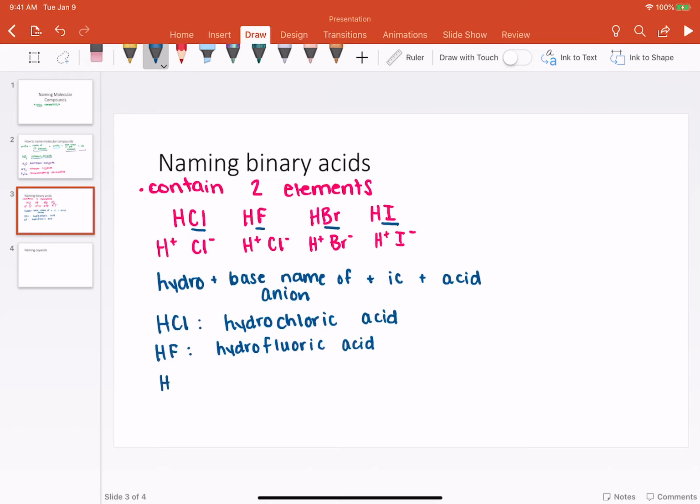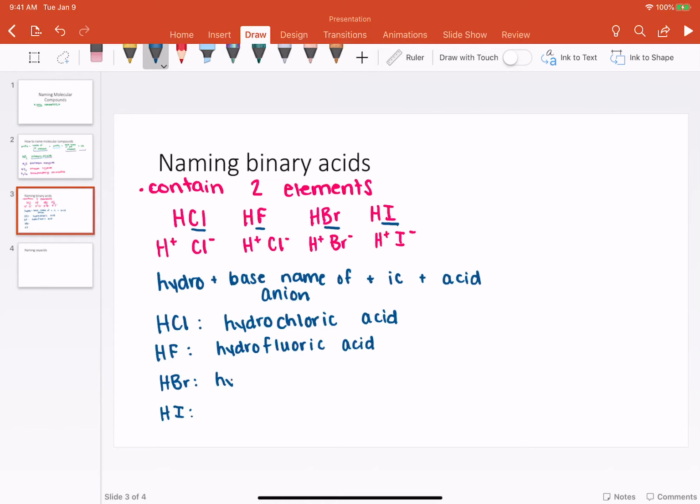And then take a minute on your own to fill in HBr and HI using these naming conventions. So HBr is going to be hydrobromic acid, and then HI is going to be hydroiodic acid. So that's how you name the binary acids.